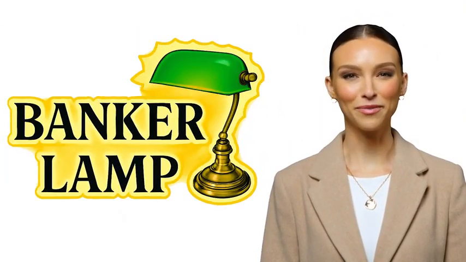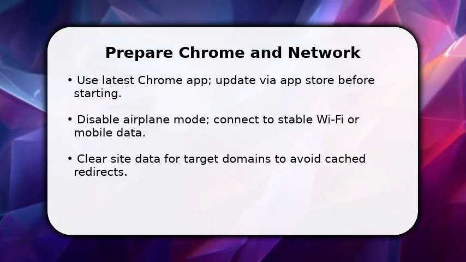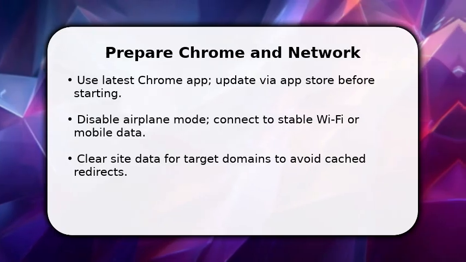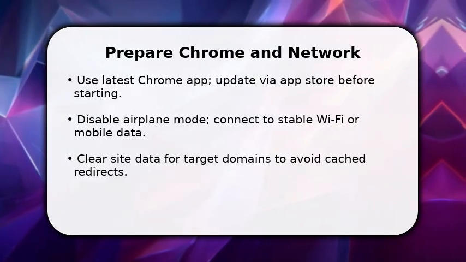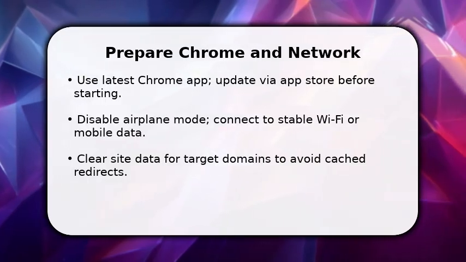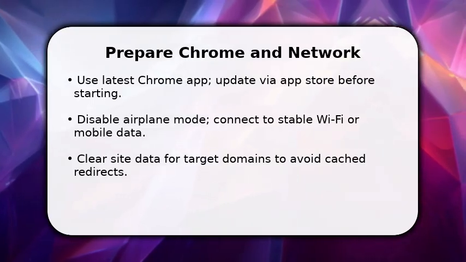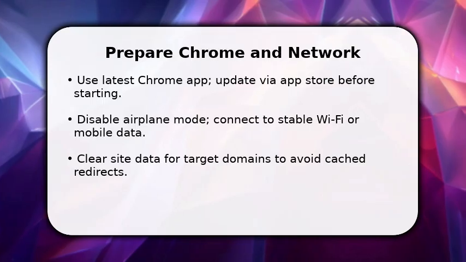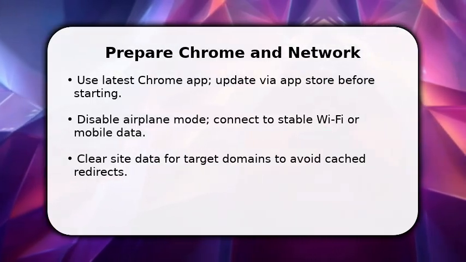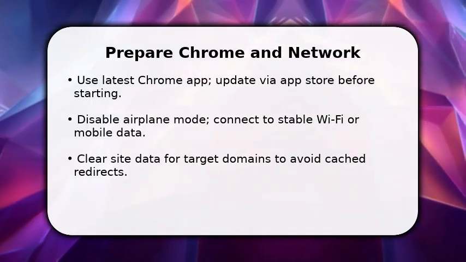Please enjoy the video. You start by confirming Chrome is updated and that your phone has a stable connection. This matters because modern sites use redirects and HTTPS. Once done, open Chrome settings and clear site data only for sites you need to access, which removes cached blocks and stale DNS. Make sure background apps aren't forcing system proxy or VPN profiles, then relaunch Chrome so the app picks up the clean network state and default DNS resolvers.